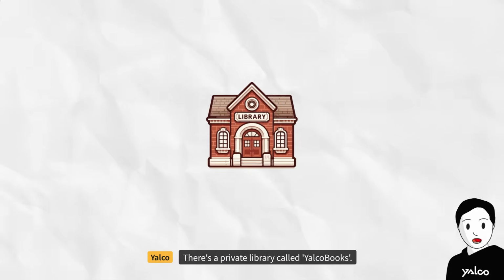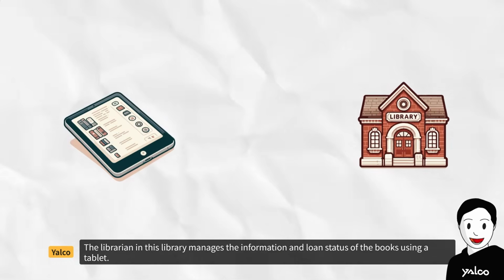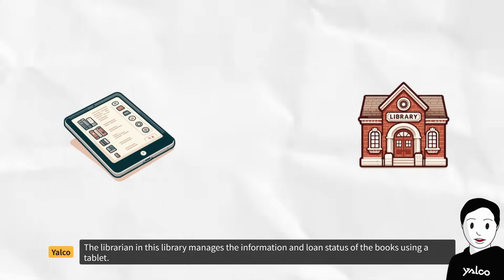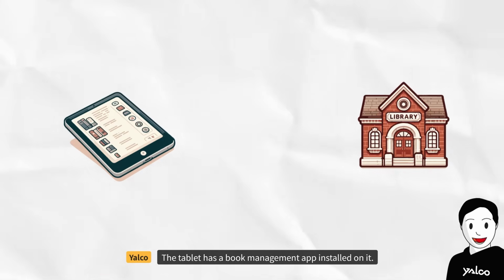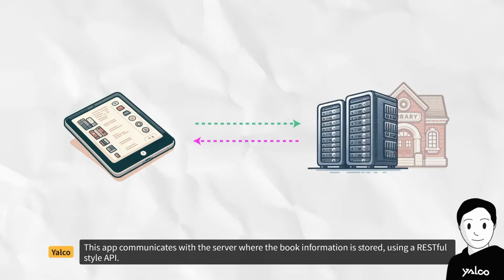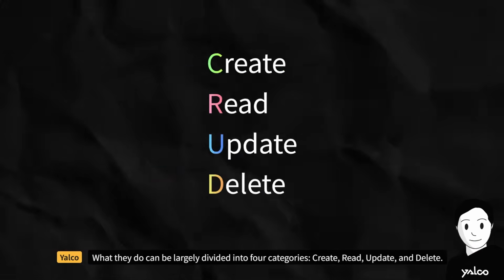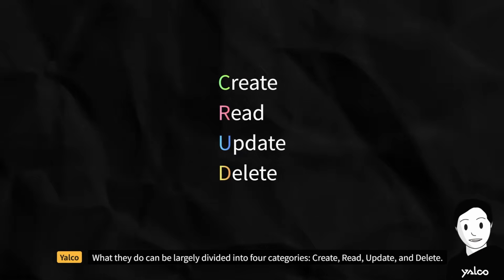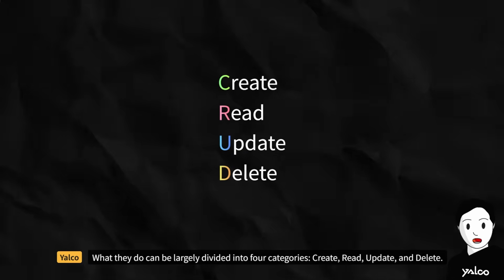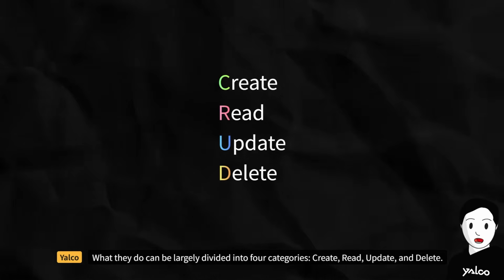format. There's a private library called YalcoBooks. The librarian in this library manages the information and loan status of the books using a tablet. The tablet has a book management app installed on it. This app communicates with the server where the book information is stored using a RESTful style API. What they do can be largely divided into 4 categories: create, read, update, and delete.